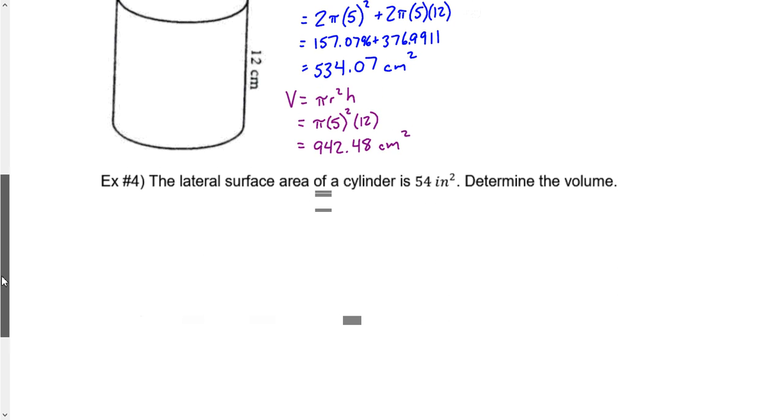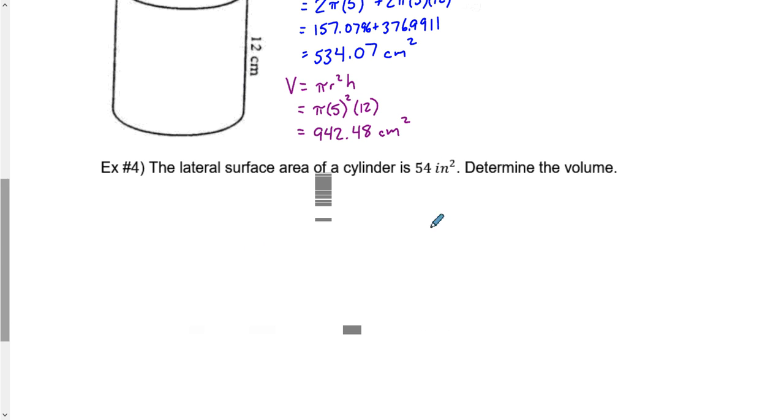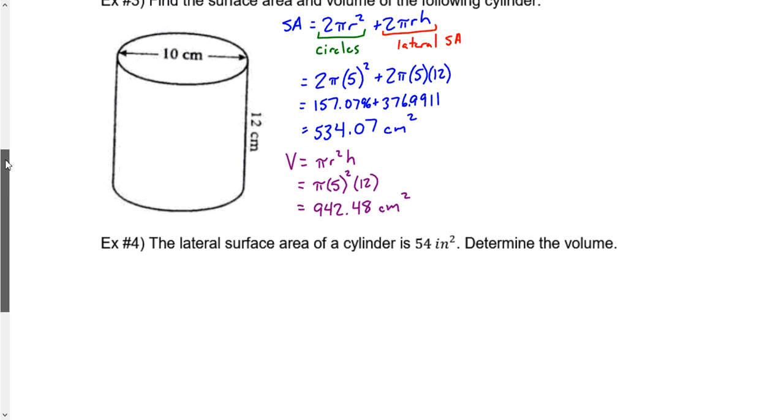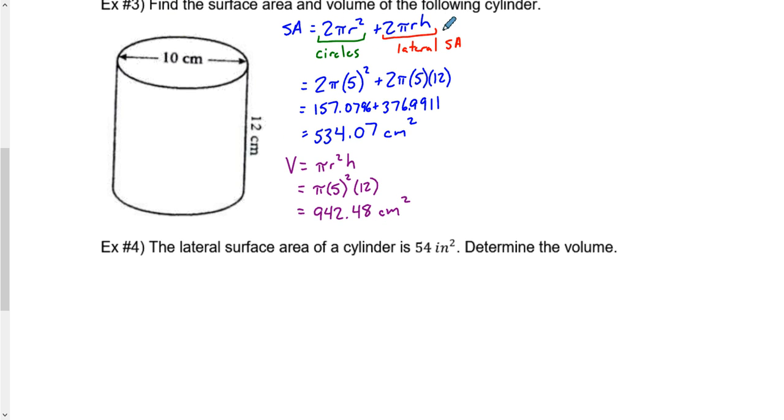Last example has the lateral surface area of a cylinder being 54 inches squared. We're going to determine the volume. But as I had made a mention, only this part is the surface area of a cylinder, is the lateral surface area of the cylinder. So the lateral surface area is 2 times pi times radius times the height.